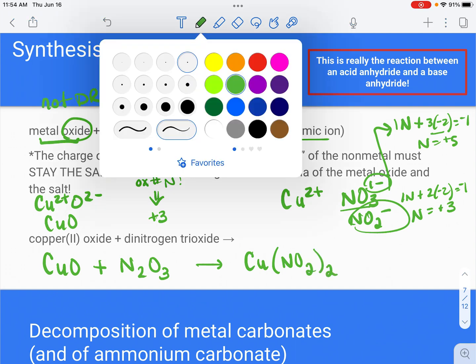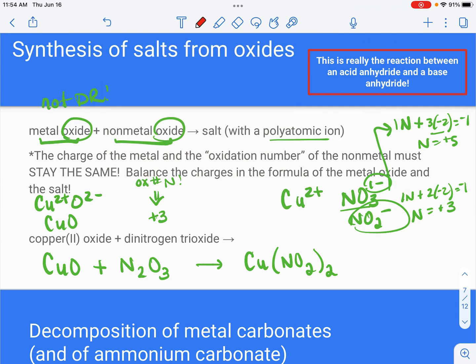And now I need to come back in and balance the equation. So it better be balanced, because right now I have 1 copper on each side and 2 nitrogen on each side, and then I see 4 oxygen, so it's already balanced the way it is. All right, those are the hard ones.